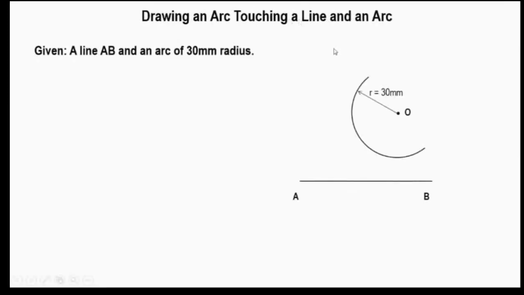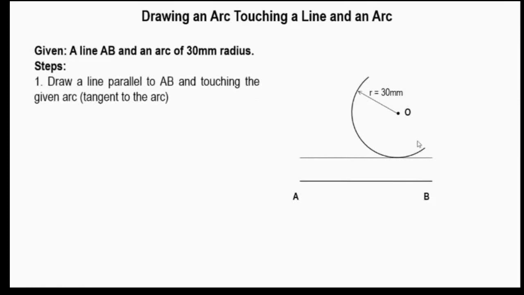So now drawing an arc touching a line and an arc. Earlier we have drawn an arc such that two lines were tangent to that arc. Now we have a line AB and an arc of radius 30 millimeters, any radius, O as center. And we have to draw an arc which touches this straight line AB and this given arc. All these constructions will be useful in engineering drawing. That is why we are doing this.